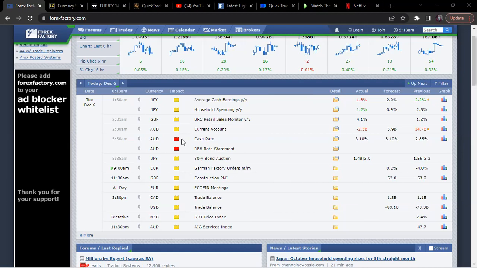Now, the third folder is your orange folder. So what does an orange folder mean? Your orange folder simply means medium impact news. Now that means that whatever news are going to be shared on that specific currency at that specific time is not going to have that big of an impact. It's going to have a medium impact.